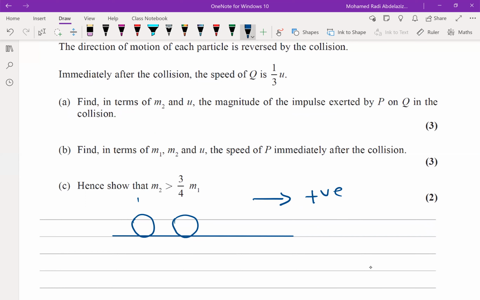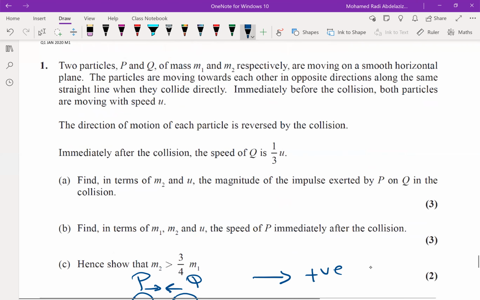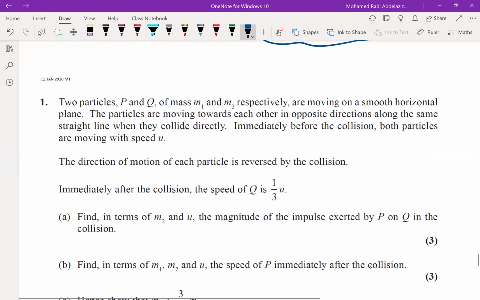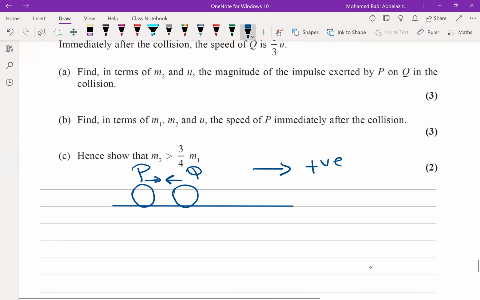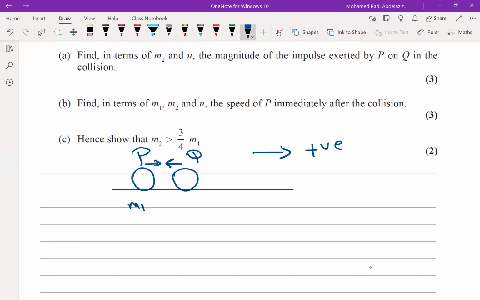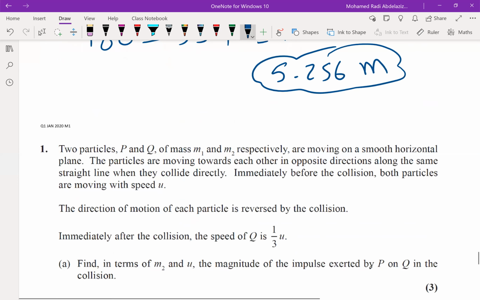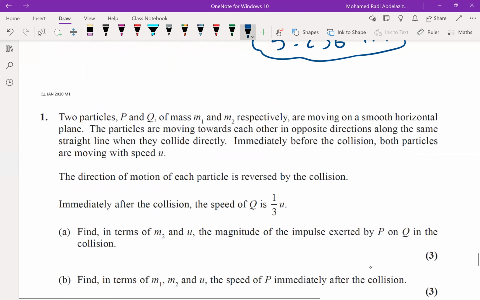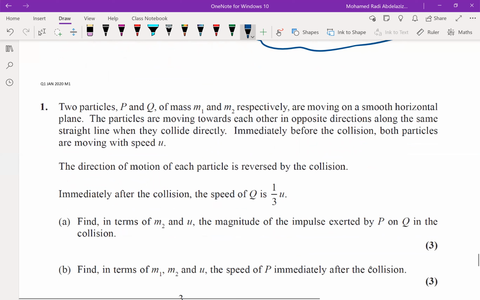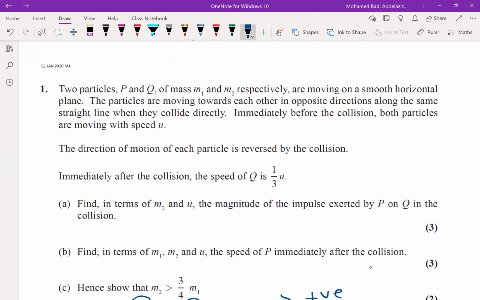We have two particles, P and particle Q. It's given they are moving towards each other. Two particles P and Q of mass M1 and M2. Mass M1, mass M2. This is the mass of each. M1 and M2 are moving on a smooth horizontal plane. The particles are moving towards each other in opposite directions along the same straight line.